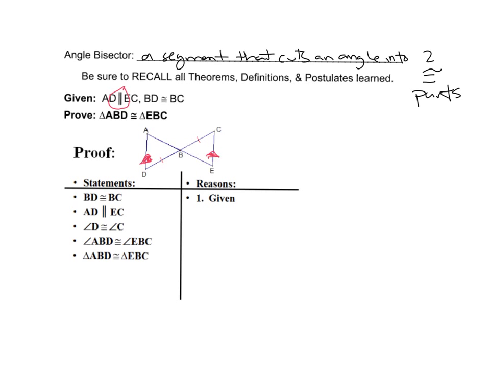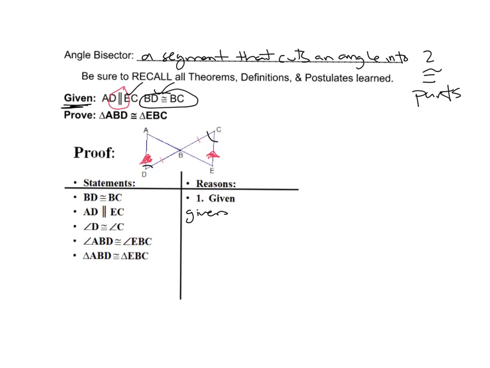Okay, let's see. So, first statement, BD is congruent to BC. Hello, it was given. Piece of cake. Next statement, AD is parallel to EC. That is also given. Okay, so check and check. Now, here it says that angle D is congruent to angle C. So, let me make that mark here and here.